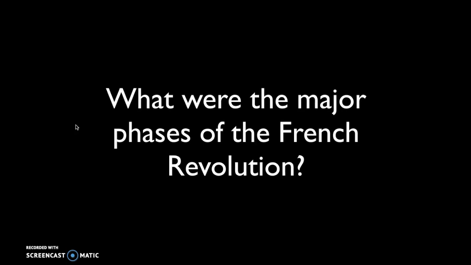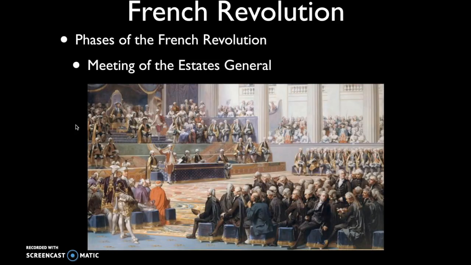So what were the major phases of the French Revolution? Really, the French Revolution begins with a meeting of the Estates General. The king at the time, Louis XVI, is going to call together representatives of the three estates: the clergy, the nobility, and the other people not represented in the first two estates.